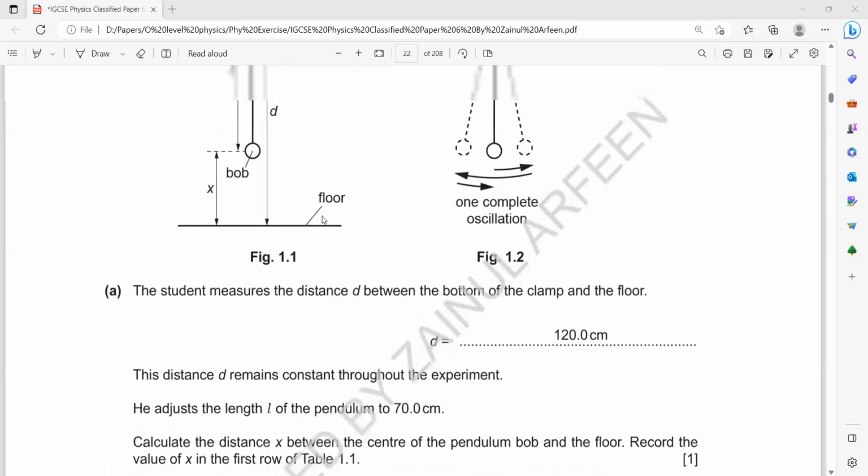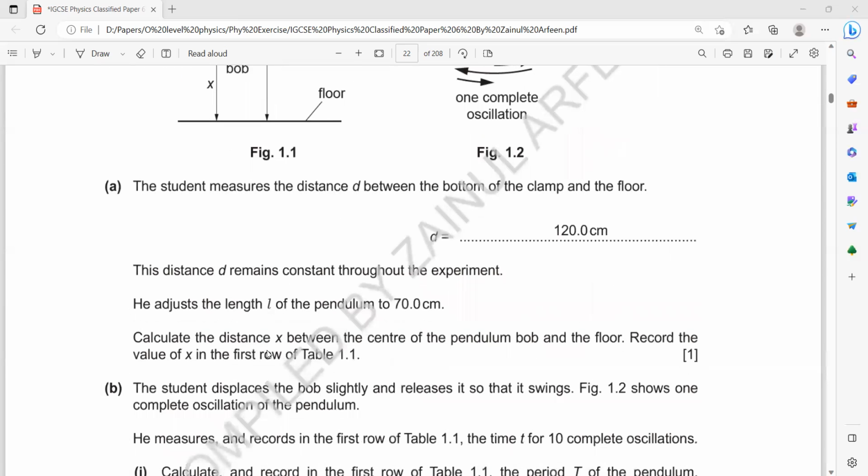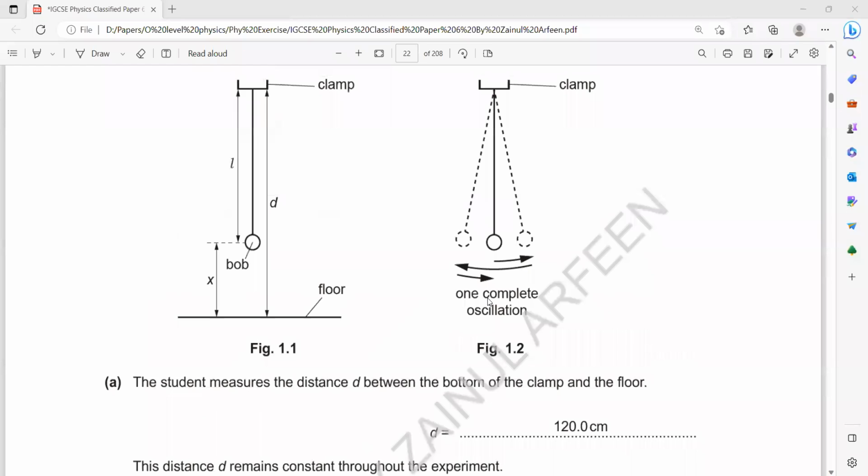He adjusted the length of the pendulum to be 70. Calculate the distance x between the center of the pendulum bob and the floor and record it in table 1.1. So if the total distance D is 120 and the length of the pendulum is 70, what is the value of x? Total is 120 and out of that 70, so that's equal to 50, and the unit will be in centimeter. And we have to record that in a table.